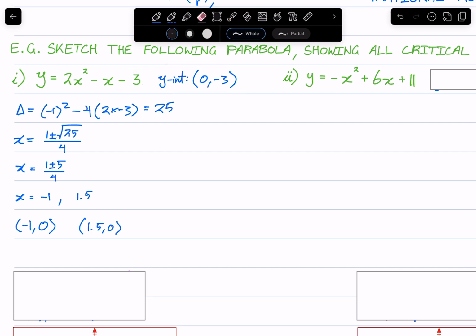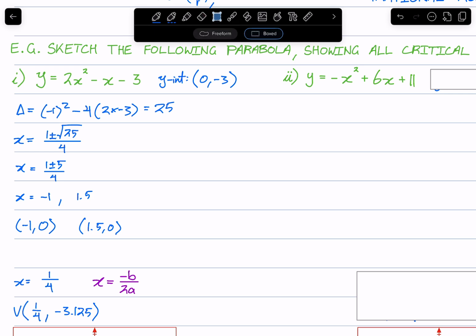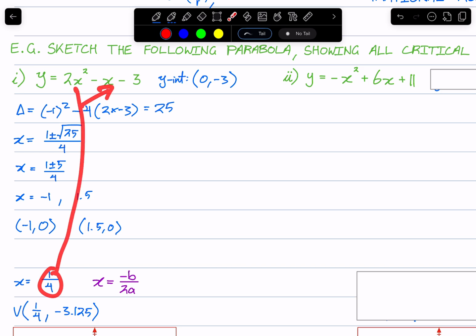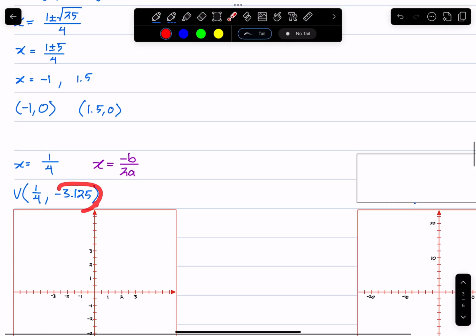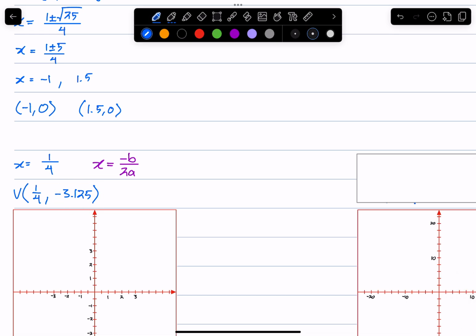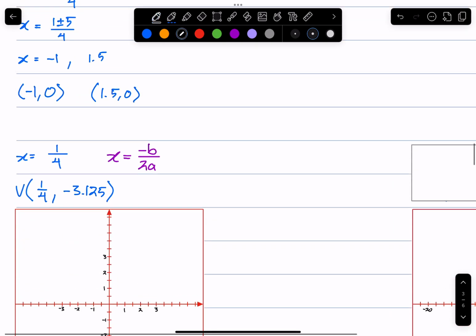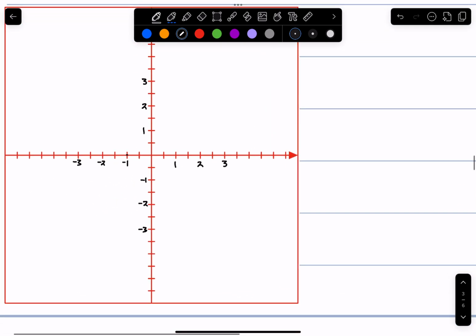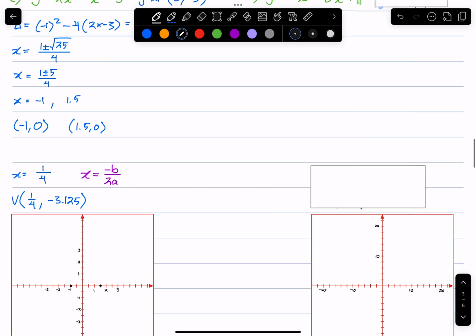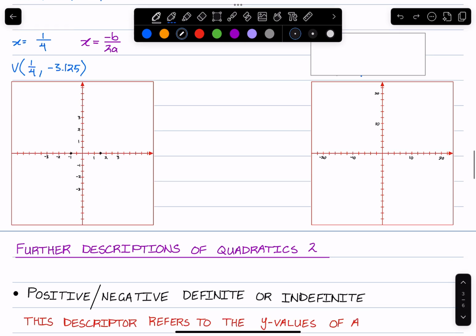But for the vertex, hope you can recall that we need to use the axis of symmetry, negative b on 2a, and then we substitute what we find, 1/4, back into the x values, and it gives us the y value for the vertex. Using these points now, let's take a look at our roots, -1 and 1.5. So -1 is here, 1.5 is here. Our y-intercept is -3.